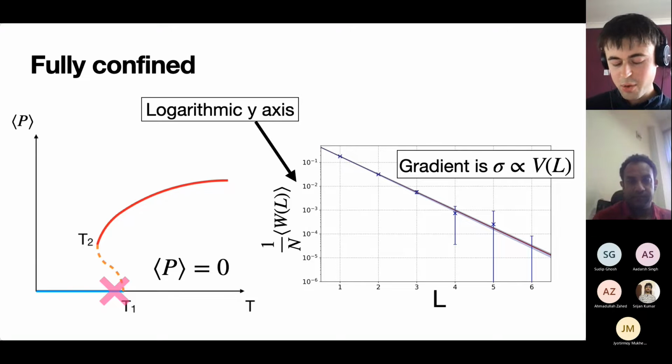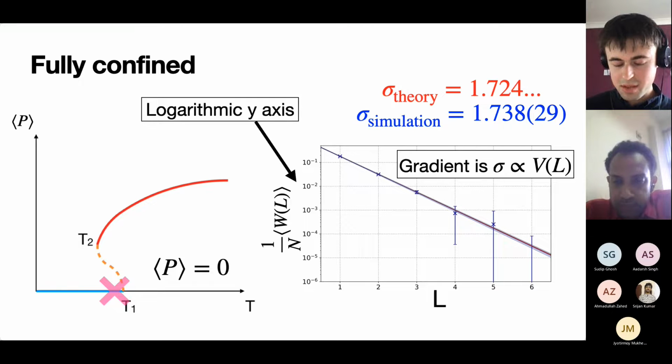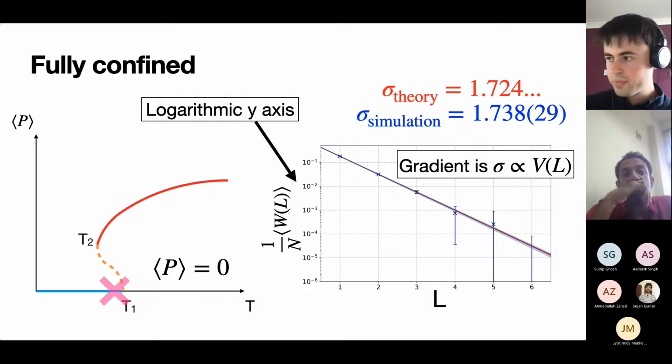Okay, so the point is that this gradient is proportional to the potential. Because it's linear, that implies that the potential is linear. And we can compare the exact values, and the fully confined phase is just what we would expect. It's within the error bound. This is the error in the last two digits.